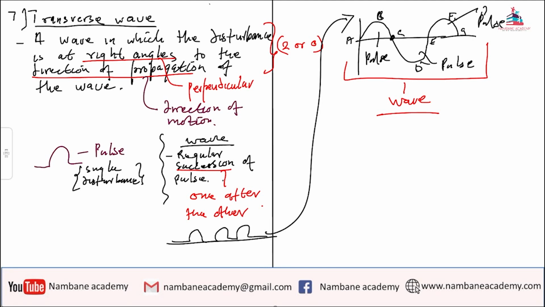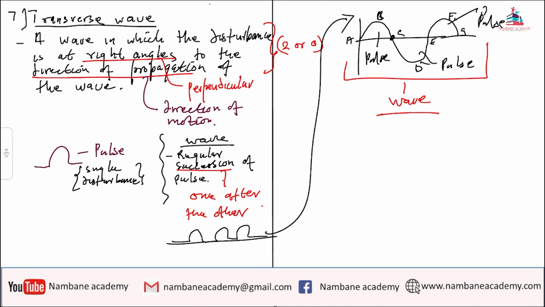The only difference between the wave and the pulse is a single disturbance. A wave is a regular succession of the pulse. Succession meaning one pulse after the other. So 1, 2, 3, 4, 5 pulses, they actually form a nice wave. So you have your pulse number 1, pulse number 2 combined, ladies and gentlemen, they produce now what is a wave. So a wave is just a disturbance at right angles.